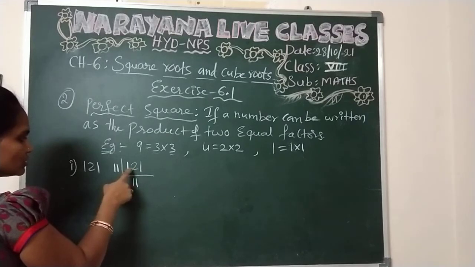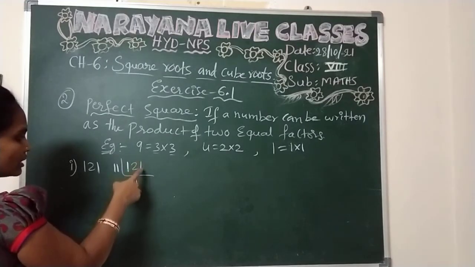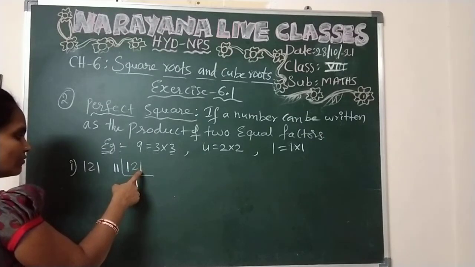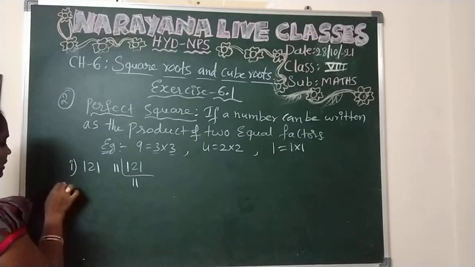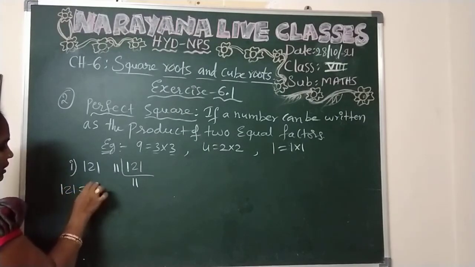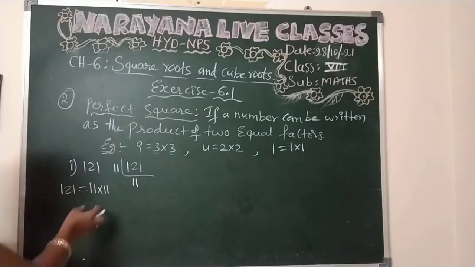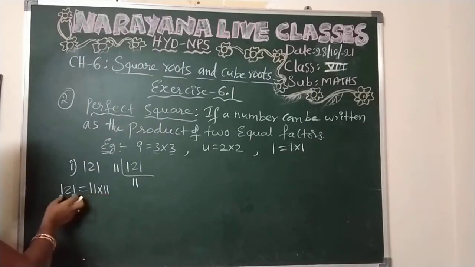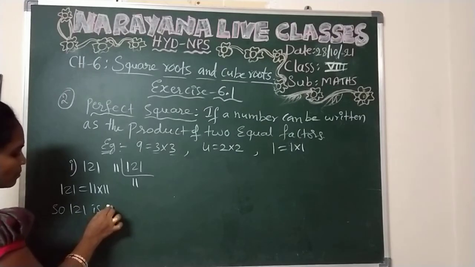The first two digits are 12. 11 ones are 11, and 1 remains, so it becomes 11 again. Again 11 ones are 11. So directly we can write 121 as 11 into 11. This 121 we can write as a product of two equal factors, so it is a perfect square. So 121 is a perfect square.